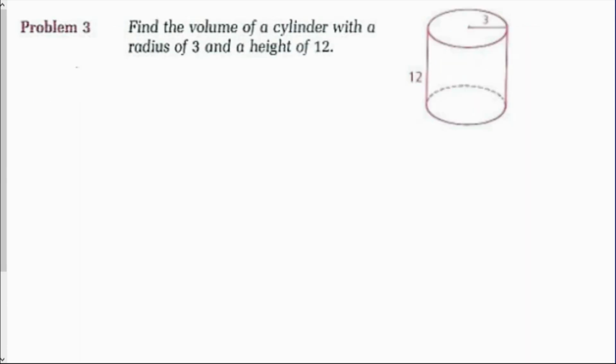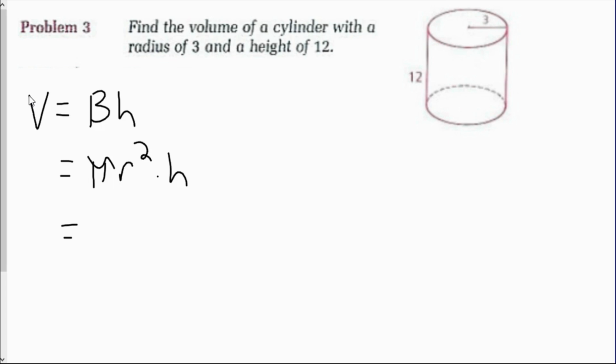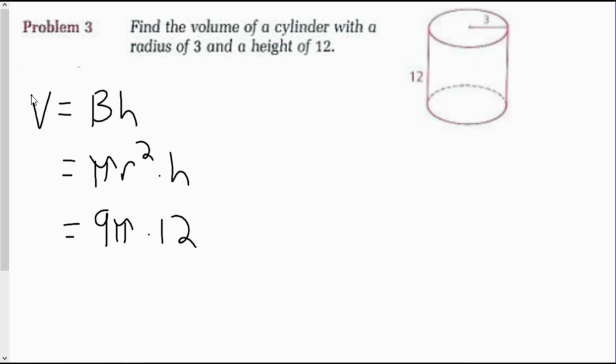Looking at problem 3, find the volume of a cylinder with radius of 3 and a height of 12. Again, volume of a cylinder would be equal to the base times the height. Notice in my cylinder, my base is a circle. So B would become pi r squared times my height. Plugging in my radius of 3 and my height of 12, I would have 3 squared, which is 9. 9 times pi times my height of 12. 9 pi times 12 is 108 pi. So the volume of this cylinder would be 108 pi units cubed.